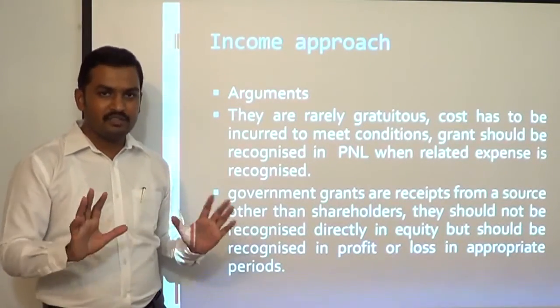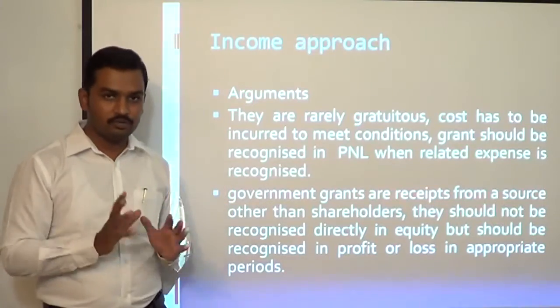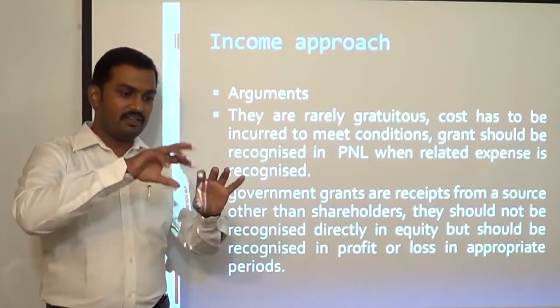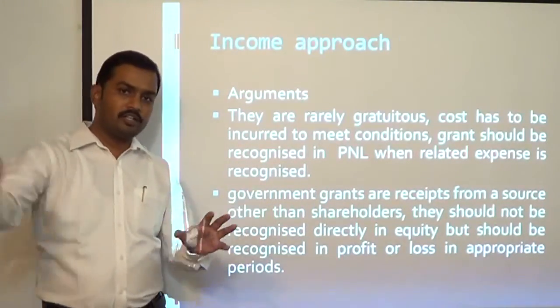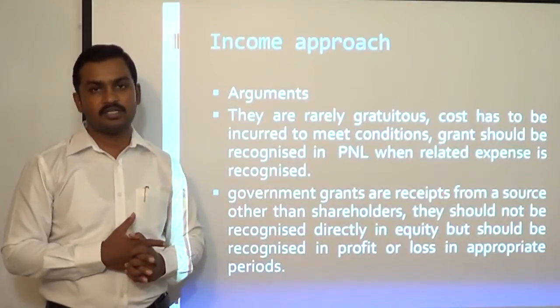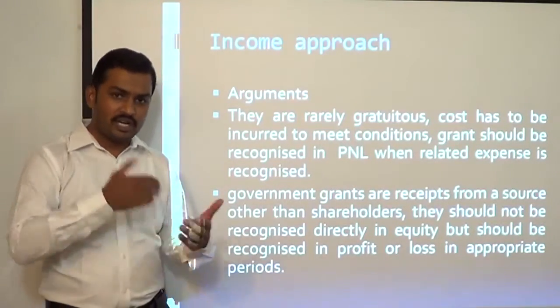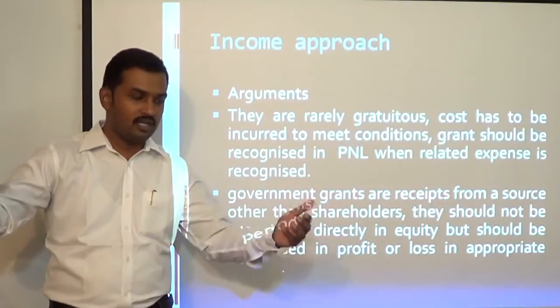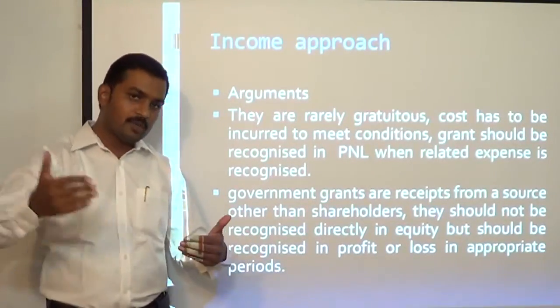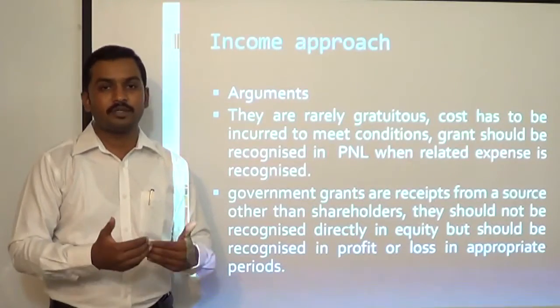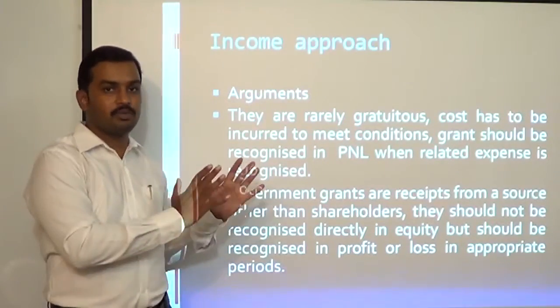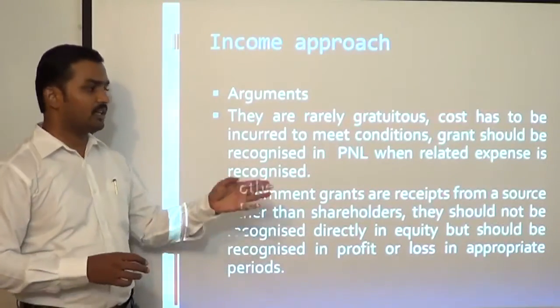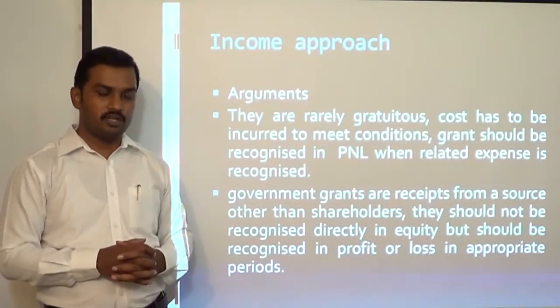So it's not for free. That is what the people want to argue. And you have to incur some cost. And when related expenses are debited to P&L account, it is better you recognize the government grant also as income. These expenses are incurred to satisfy conditions for government grant. So to get government grant, you have to incur costs. And when these costs are debited to P&L account, it is better you amortize government grant also as deferred income, is the argument.